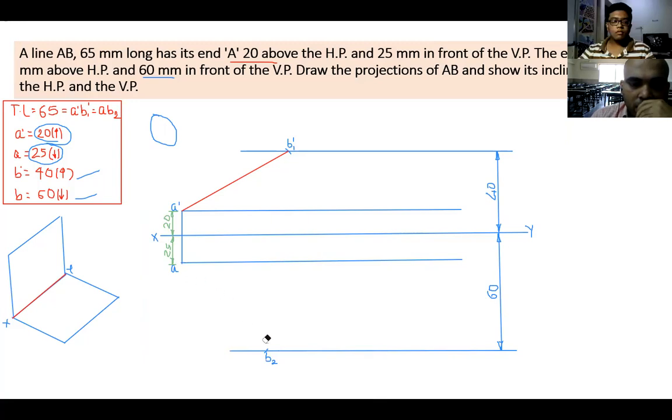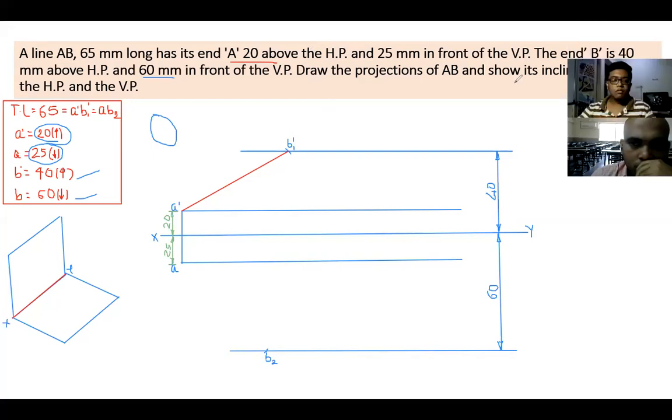From A, you have to make a cut on this line. I hope you understood, guys. From A, take in your rounder 65 and make a cut on this line. That is your B2. Yes, Yash.